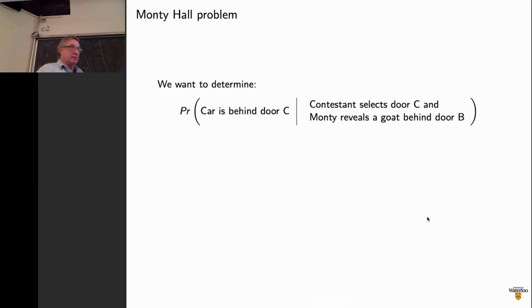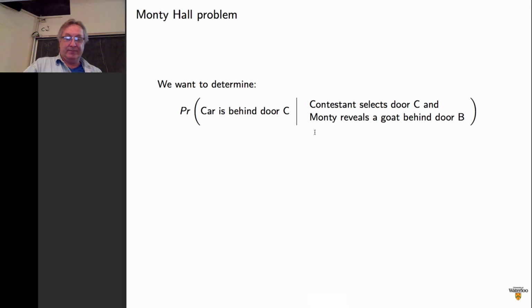So what we want to do is determine this probability. What's the probability? We've picked C, remember. What's the probability that the car is behind door C, given I selected door C and door B was revealed to have a goat behind it? So that's the conditioning event.